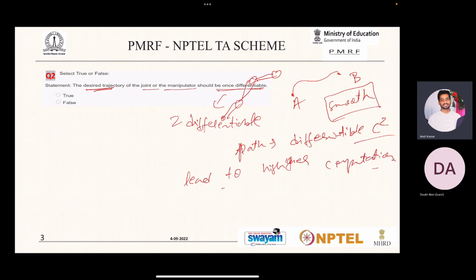Whatever you have gone through in the lectures, it has been shown with either 3 or 5 degree, and we don't go beyond that because that is not required in most cases, and it will also increase the computation. But in any case, we need twice differentiable. Here it is saying only once differentiable, so this statement is false. This is how we get the answer for this question.